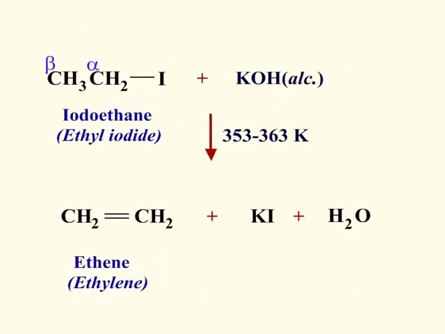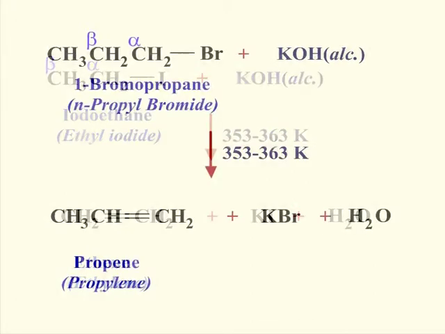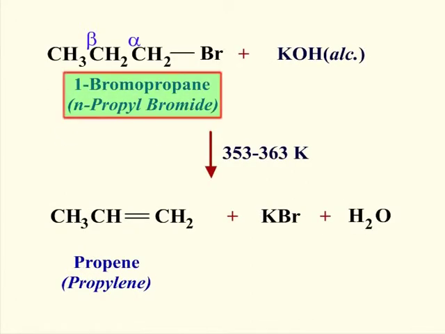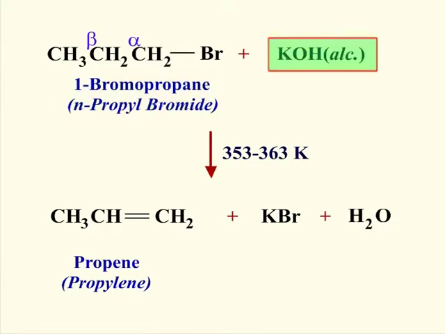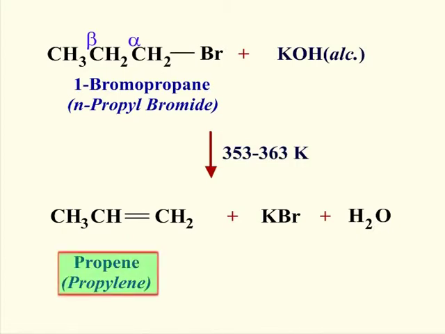Let us take an example. When iodoethane, that is ethyl iodide, reacts with alcoholic potassium hydroxide at 353 to 363 Kelvin, ethene is formed along with potassium iodide and water. Similarly, when 1-bromopropane, that is n-propyl bromide, is reacted with alcoholic potassium hydroxide at 353 to 363 Kelvin, propene, potassium bromide, and water are formed.